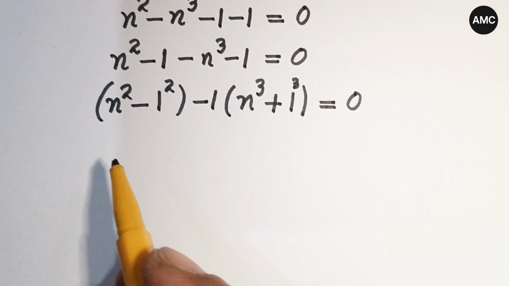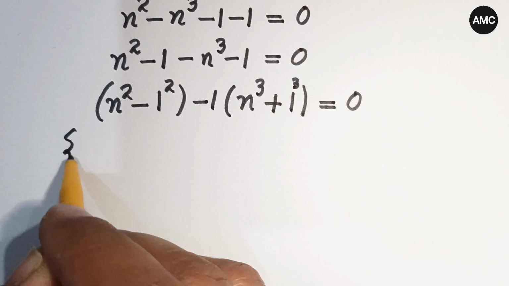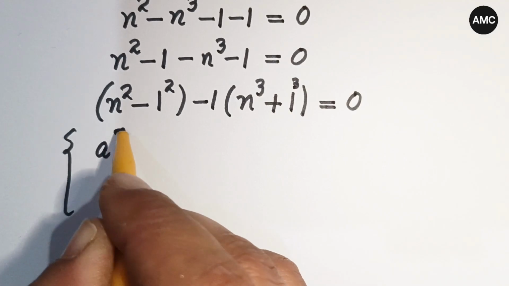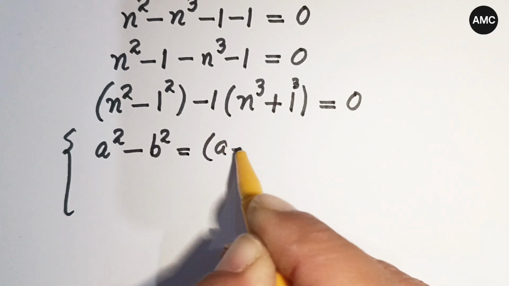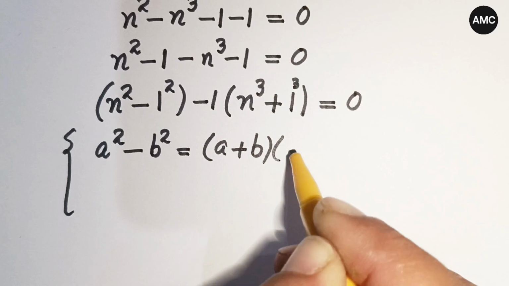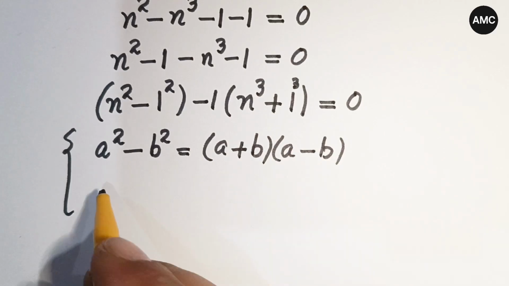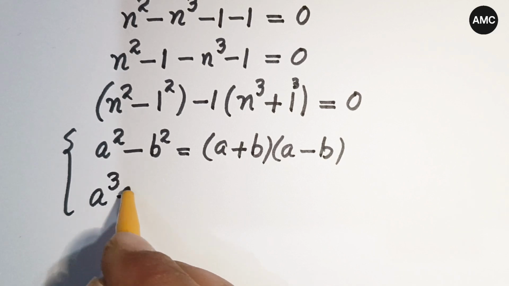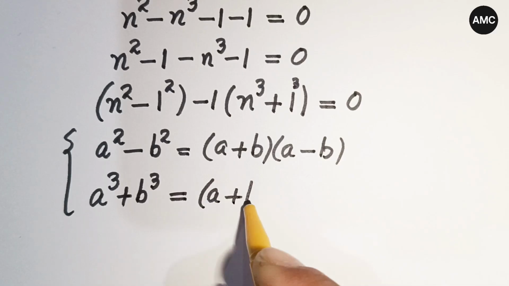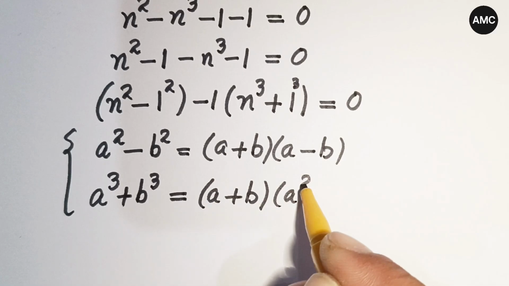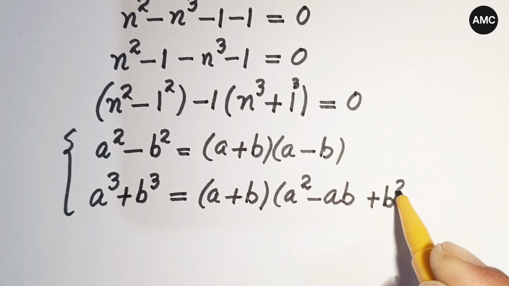So here we can use algebraic identities. As we know, if we have a squared minus b squared, then it is equal to a plus b times a minus b. Similarly we have another algebraic formula. If we have a cubed plus b cubed, then it is equal to a plus b times a squared minus a times b plus b squared.